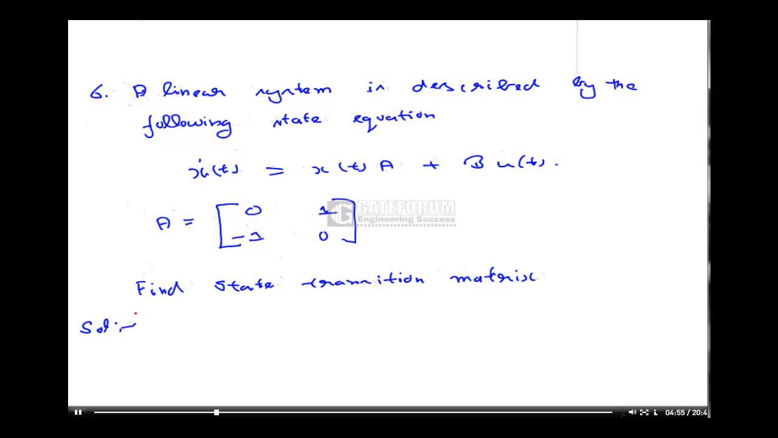Solution. See, if I find the Laplace transform of the state equation, then I can write s X(s) is equal to A X(s) plus B U(s). From this, if my input is 0, then X(s) comes to (sI minus A) inverse.